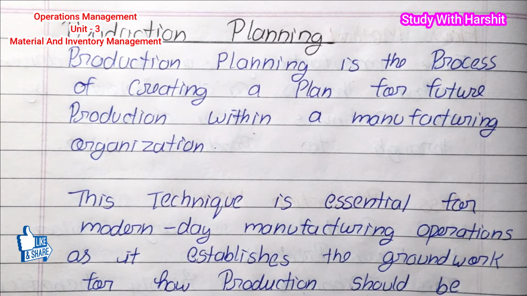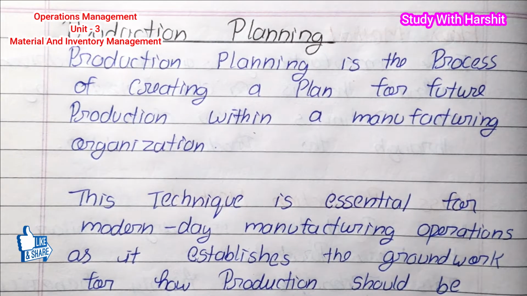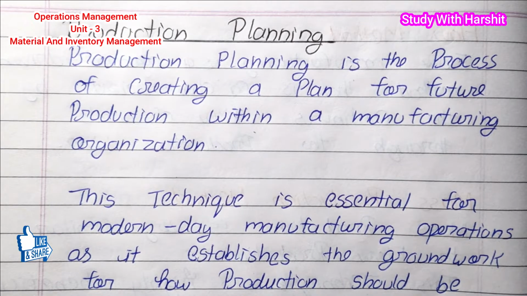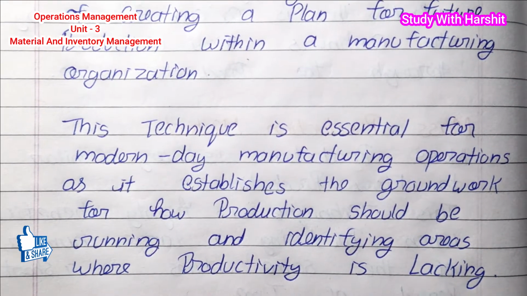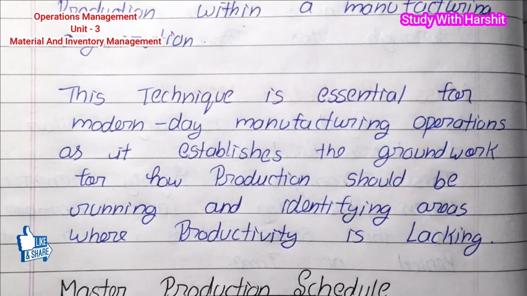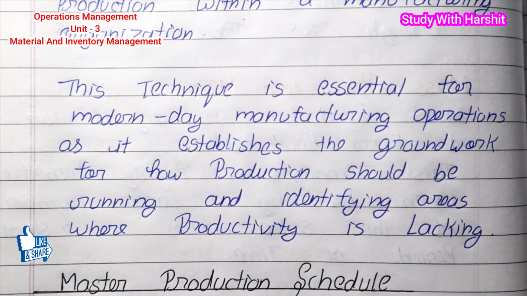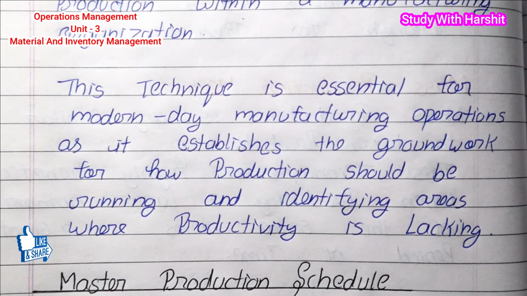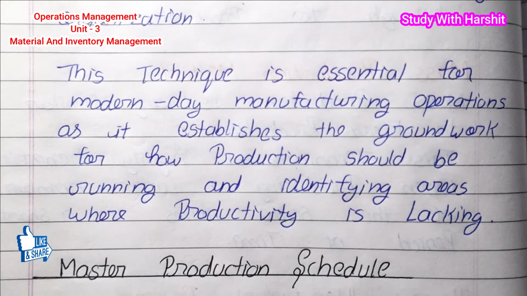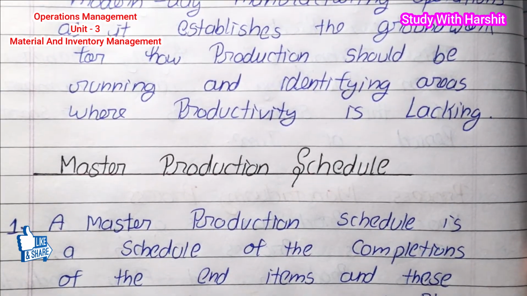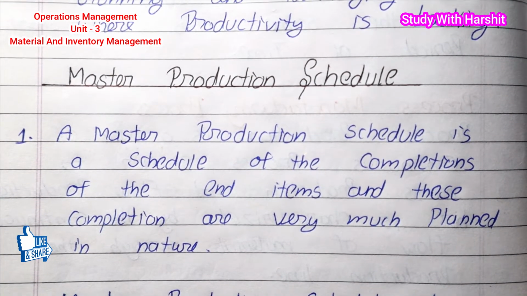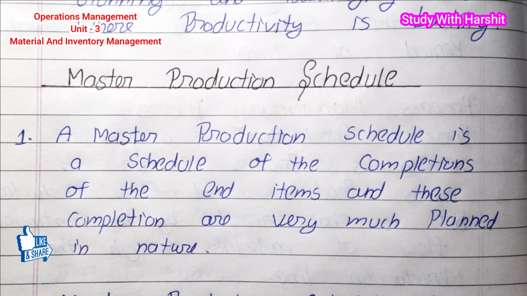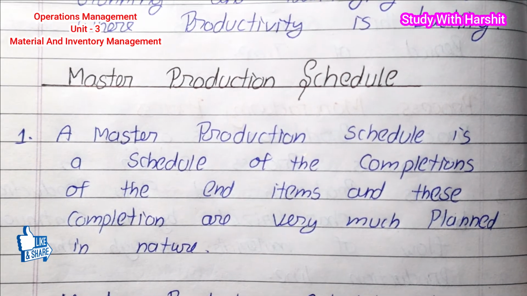Production planning. Production planning is the process of creating a plan for future production within a manufacturing organization. This technique is essential for modern day manufacturing operation as it establishes the groundwork for how production should be running and identifying areas where productivity is lacking. Master production schedule. A master production schedule is the schedule of the completion of the end items and these completions are very much planned in nature.